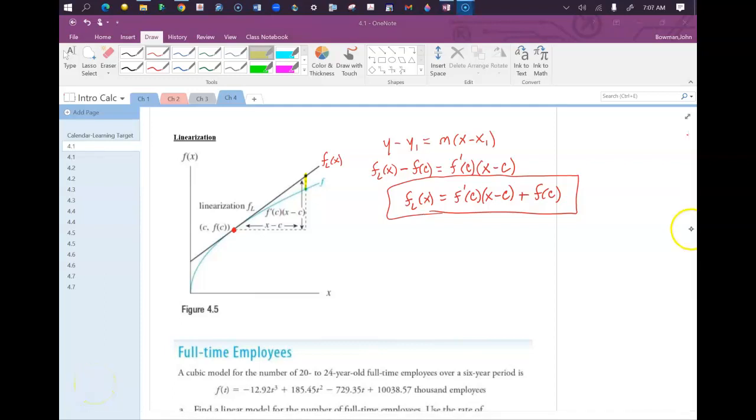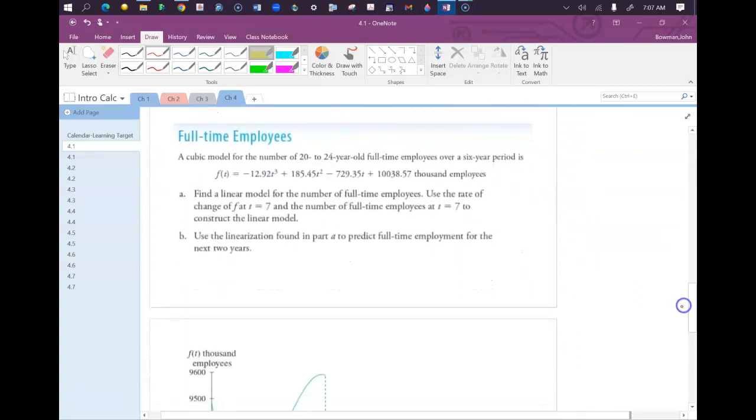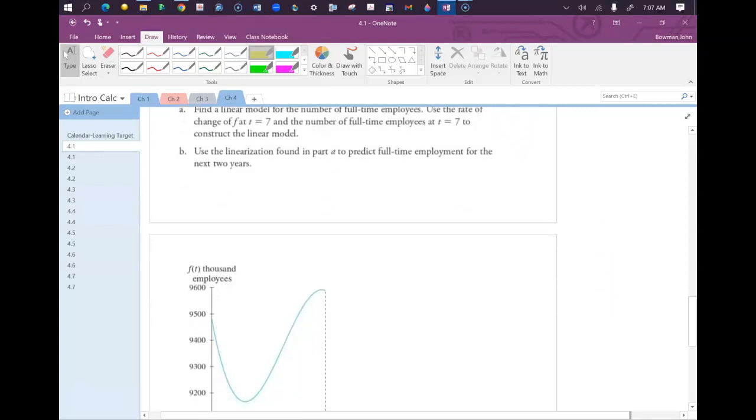So just to make sure everybody's got this, let's do one more example here. Full-time employees. A cubic model for the number of 20 to 24-year-old full-time employees over a 6-year period is given by f of t. You can see it's a cubic function. Find a linear model for the number of full-time employees. Use the rate of change of f at t equals 7 and the number of full-time employees at t equals 7 to construct the linear model. Use the linearization found in Part A to predict full-time employment for the next 2 years. So that would be t equals 8 and t equals 9.